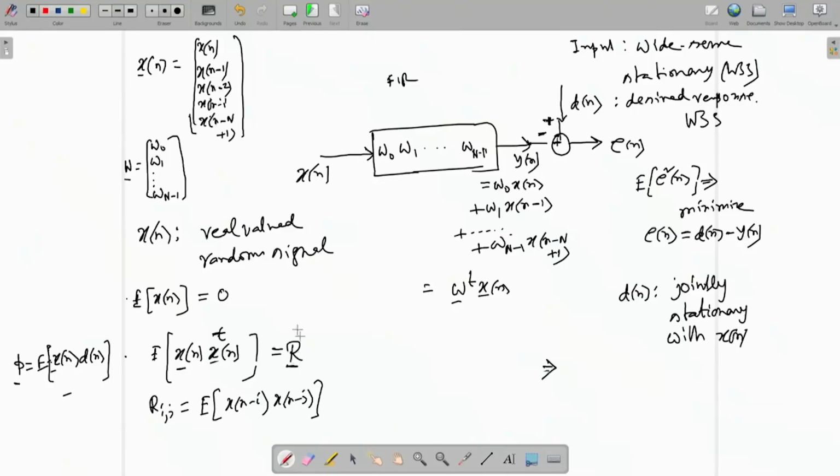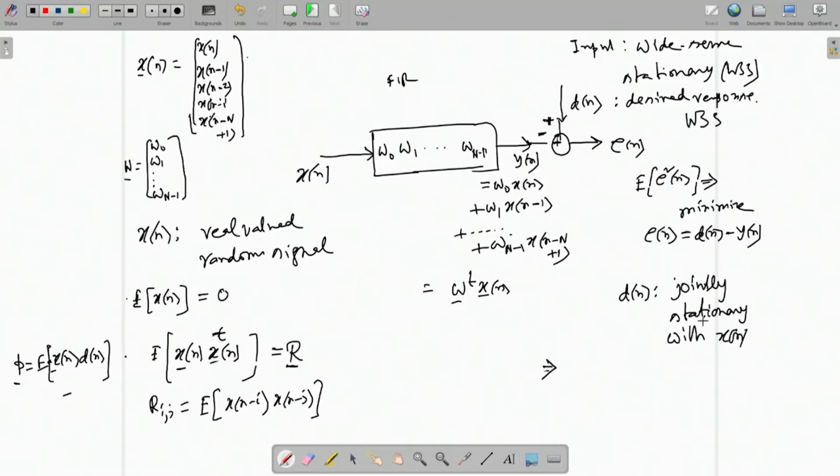If it is lowercase with an underscore, it is a vector only. If it is an uppercase letter with an underscore, it is a matrix only. But if there is no underscore, it does not matter whether it is lowercase or uppercase, it is a scalar. So P is E of x n vector into d n. d n is a scalar, no underscore. So x n vector into d n means this into d n, this into d n, all the samples of x n into d n. So it is another vector, and E is applied on them.